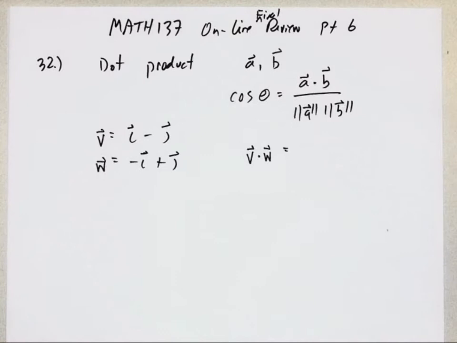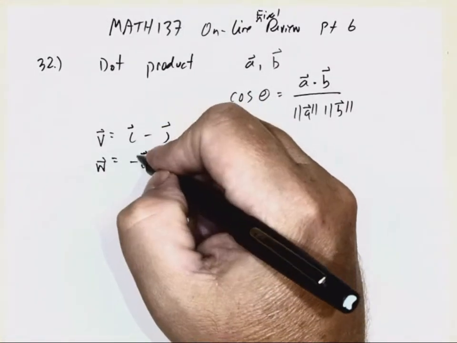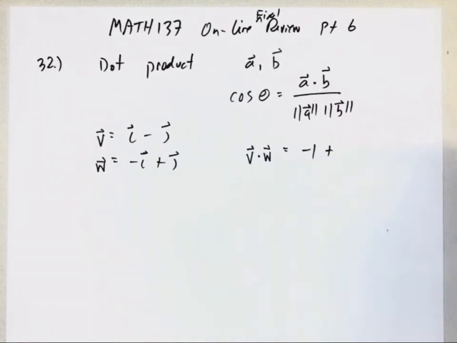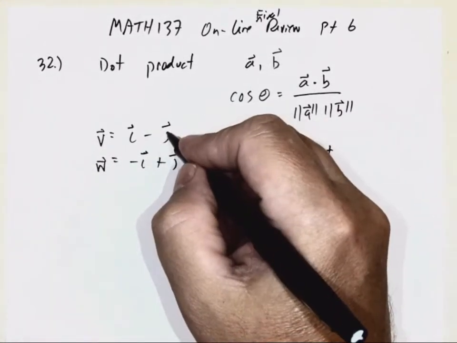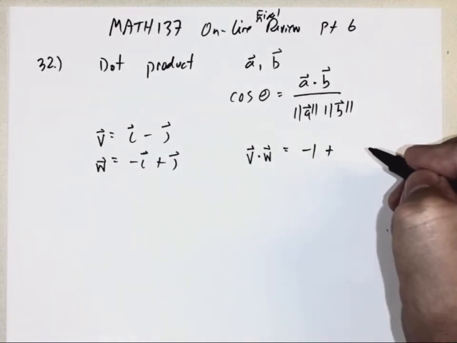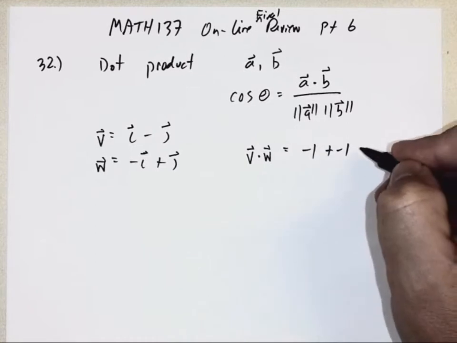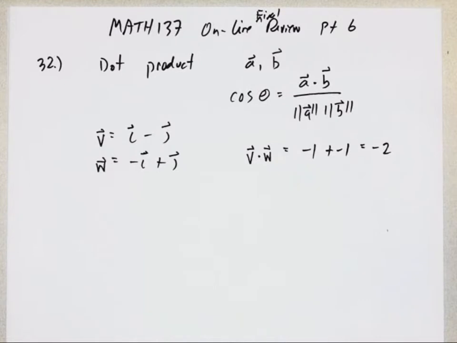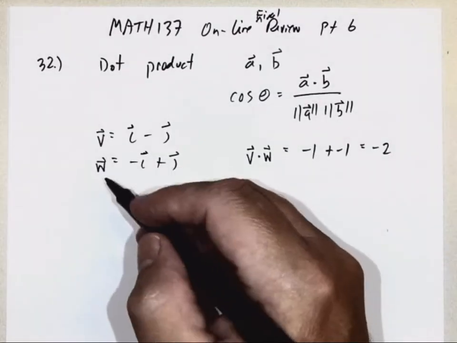Remember the dot product, you simply take the I parts and you multiply them, 1 times minus 1. Then you add it to, multiply the J parts, minus 1 times 1. Looks like the dot product is negative 2. That's the first part. Then they say find the angle between these two vectors.